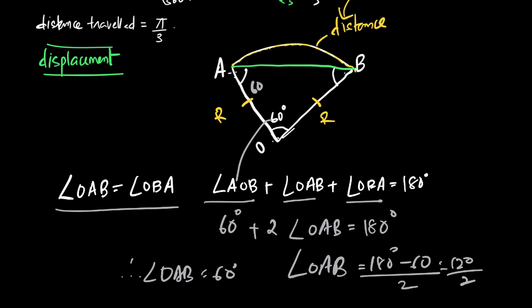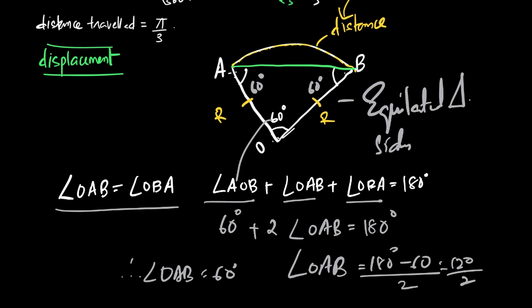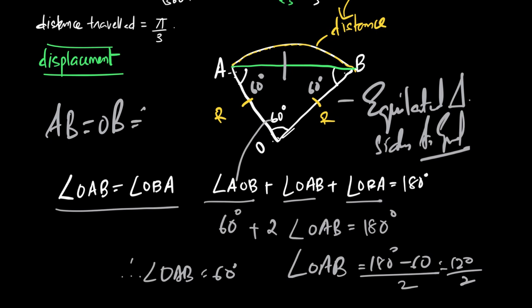Now, it means that this angle is also 60, and so is angle ABO. Now, if all three angles of a triangle are equal, this simply converges to what we call an equilateral triangle, which means all the sides are also equal. Therefore, AB should be equal to OB. What is OB? OB is the radius. Therefore, AB is equal to OB is equal to OA. And what is the displacement? The displacement here is AB, and therefore the displacement is r, and the distance traveled is pi r by 3.